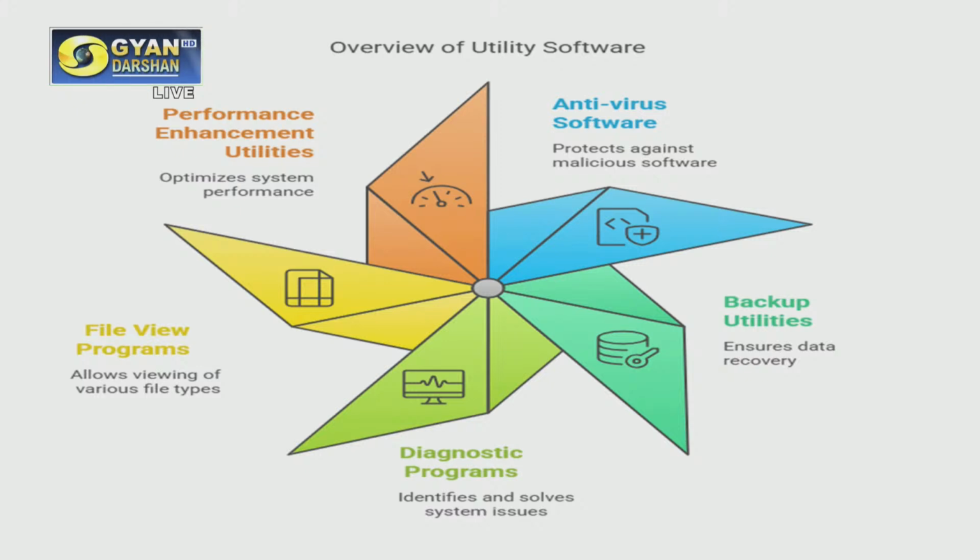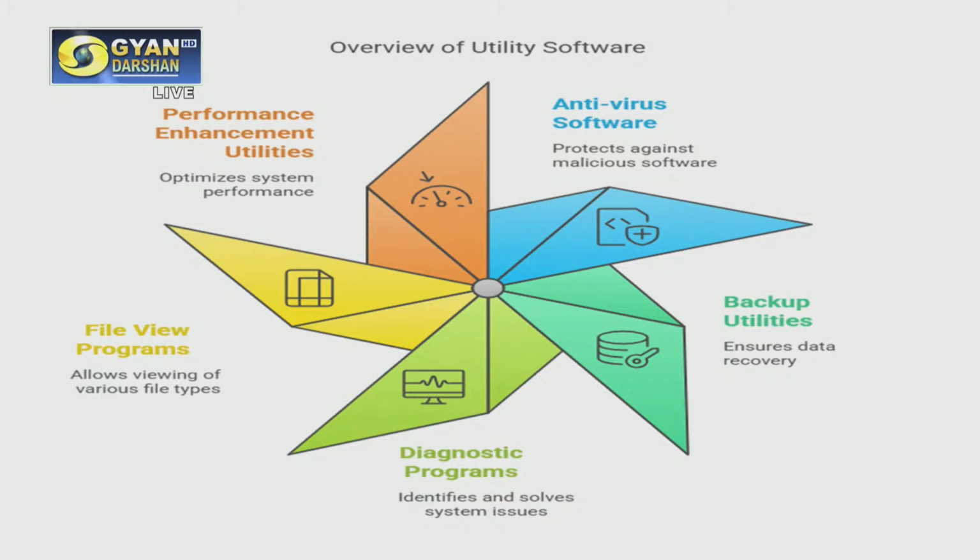Apart from this, you need diagnostic programs wherein you identify the performance of your processor, how many programs are running in the background, whether you need to close those programs, and by closing those programs, how the performance of the processor will be improved. Apart from this, we have file view programs. So these are the programs which guide and assist the user to improve the performance of the system.